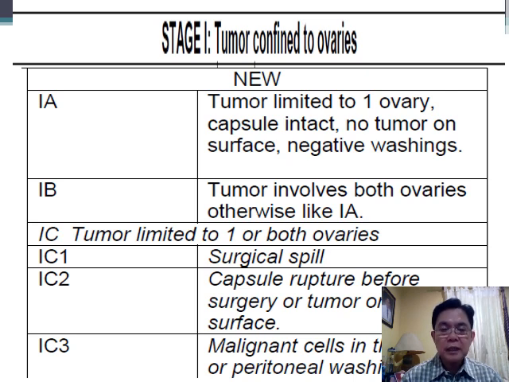1C3 is when malignant cells are found in peritoneal washing or in ascites. So the presence of ascites alone does not make it stage 1C3. The ascitic fluid should be positive for malignant cells before you call it stage 1C3.